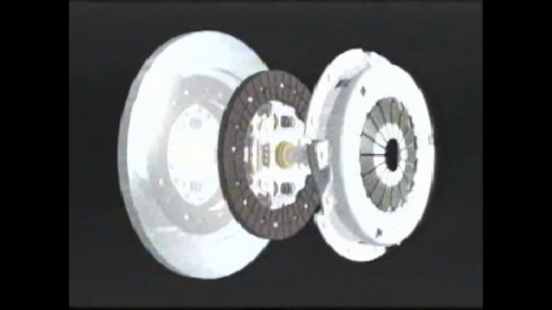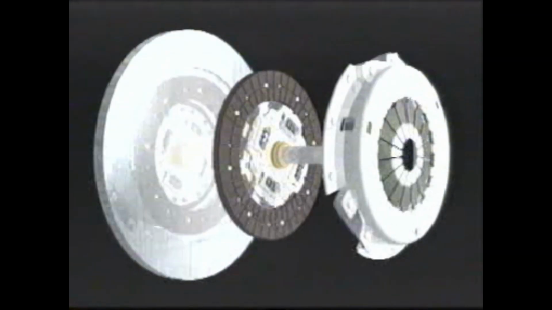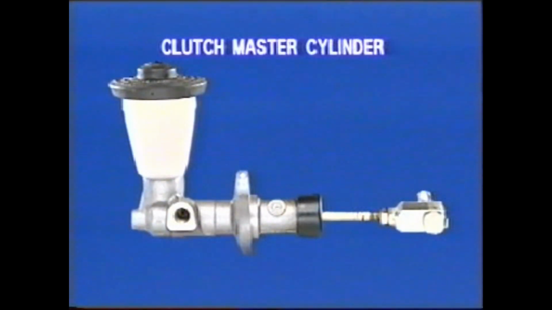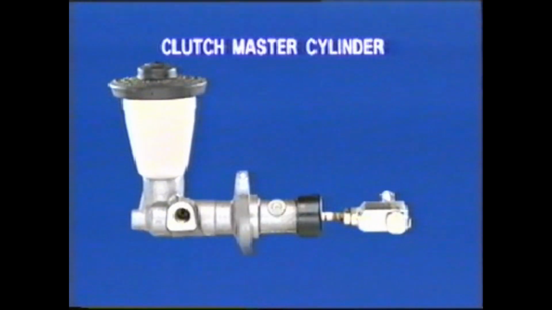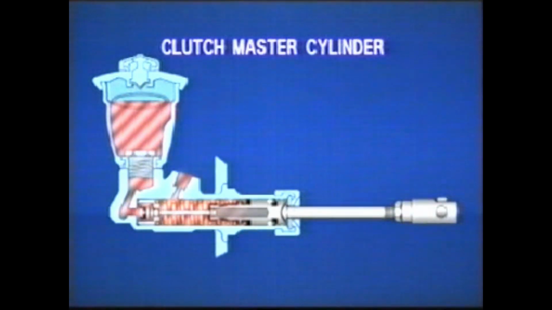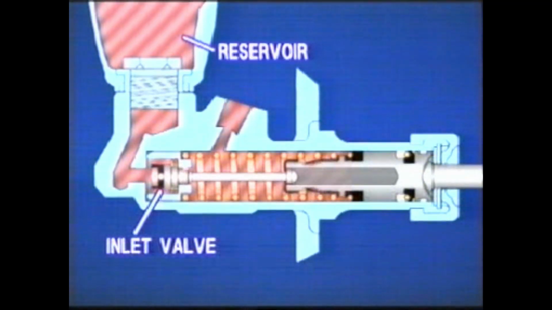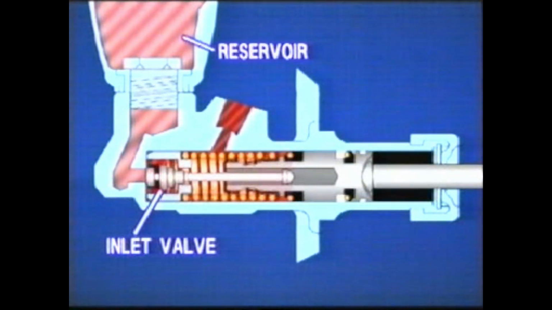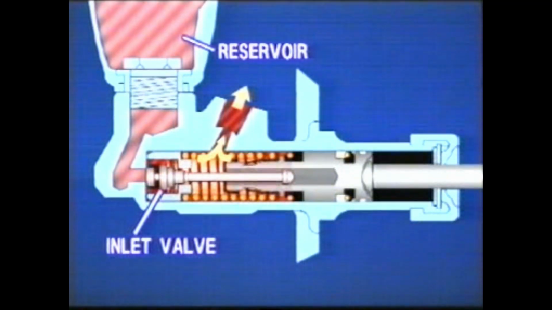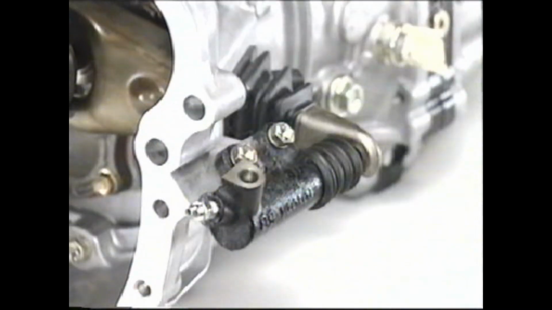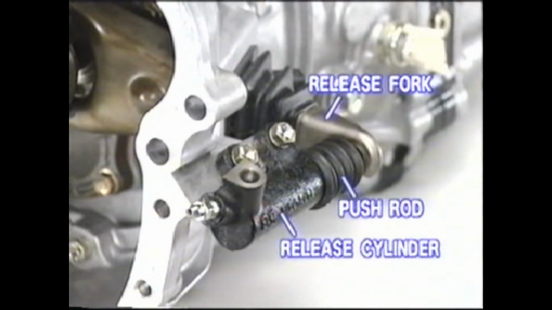Here is how the clutch functions. Depression of the clutch generates the sliding movement of the piston in the clutch master cylinder. That sliding movement converts to hydraulic pressure. The inlet valve closes the reservoir passage. The elevated hydraulic pressure is transmitted to the release cylinder.